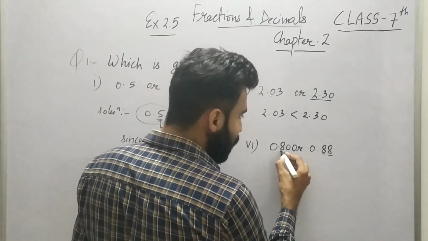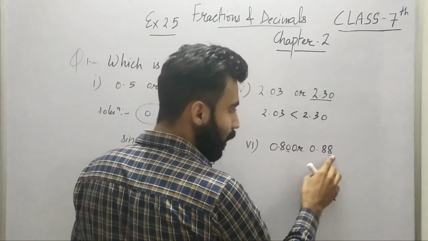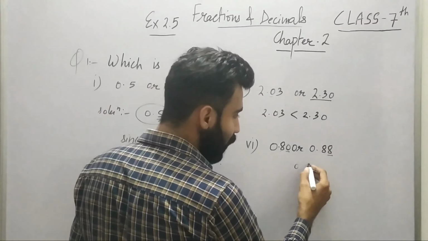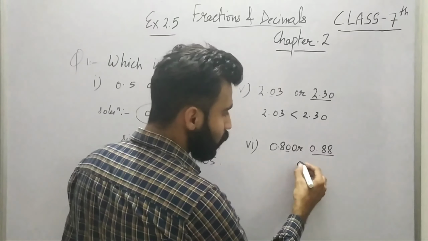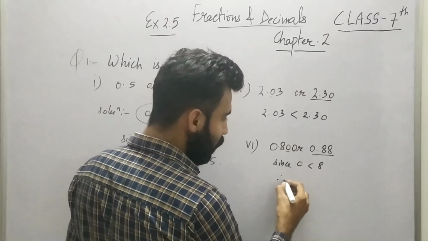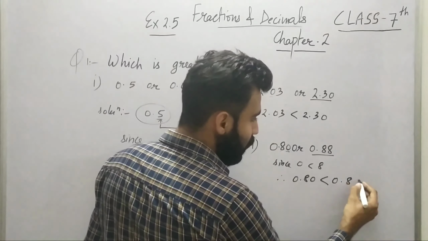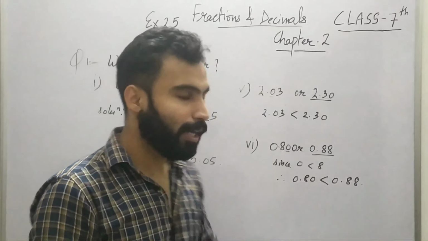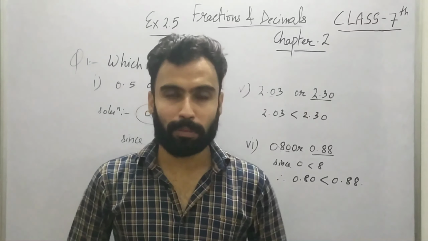So now you see 8 and 8 were equal. So let me move to the next digit, that is 0 and 8. Now you will see 0 is actually less than 8. That means this value is clearly greater. So since 0 is less than 8, therefore 0.80 is less than 0.88. That means 0.88 is clearly greater. So this is how we're going to compare the decimal values.